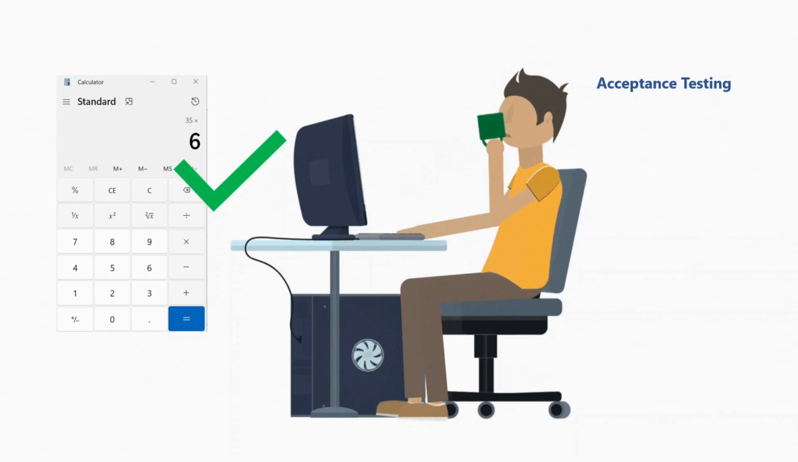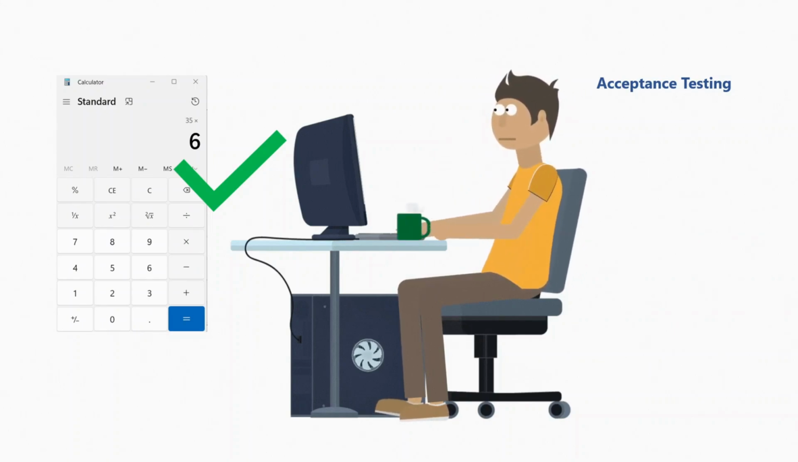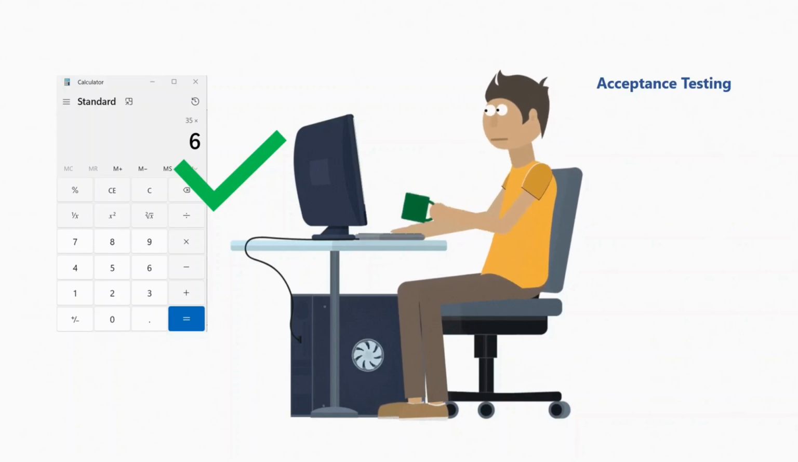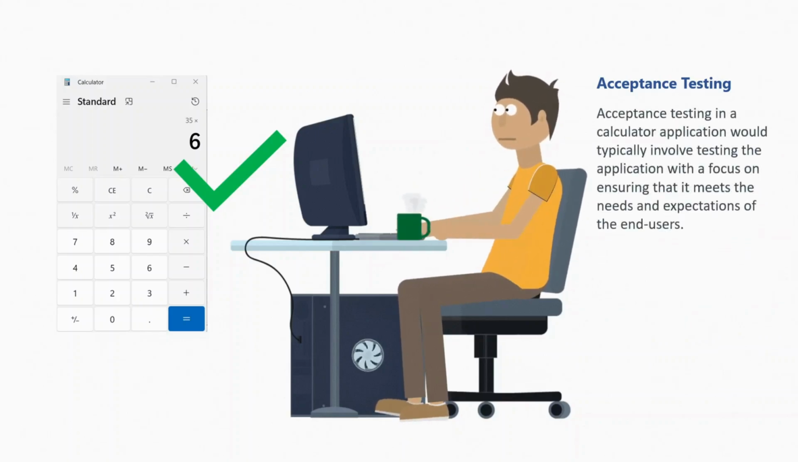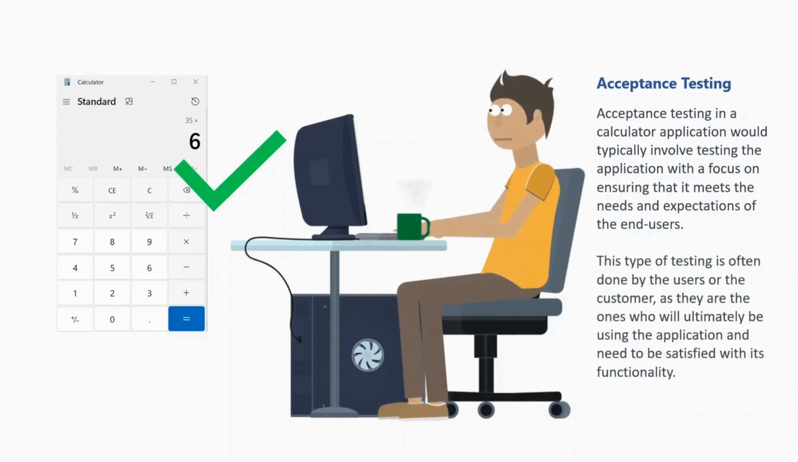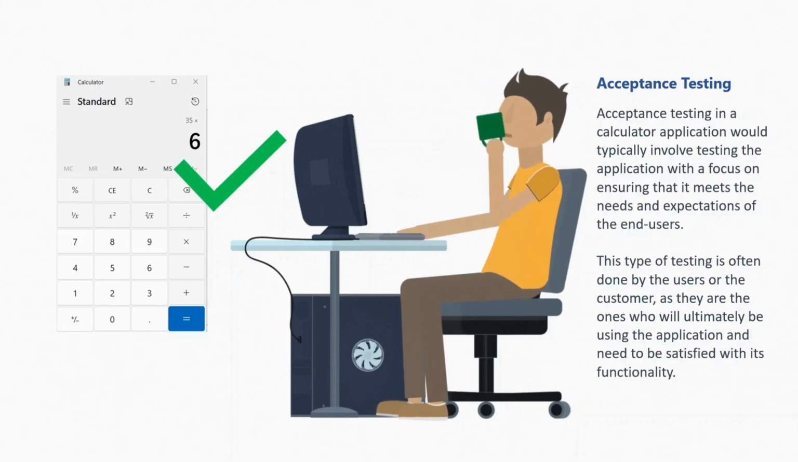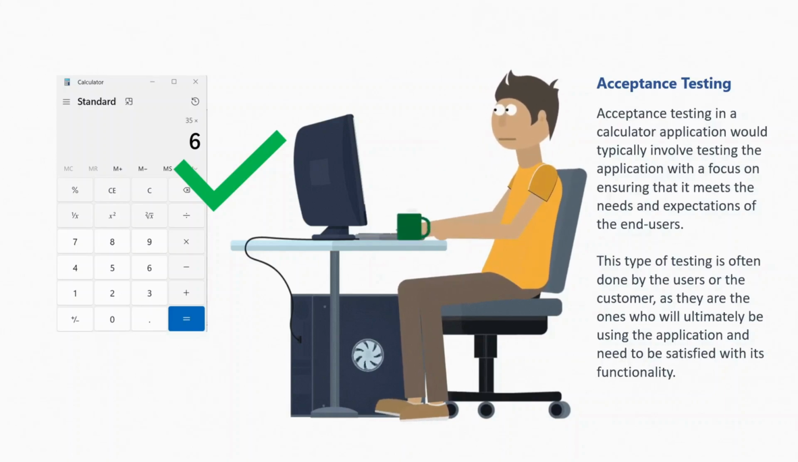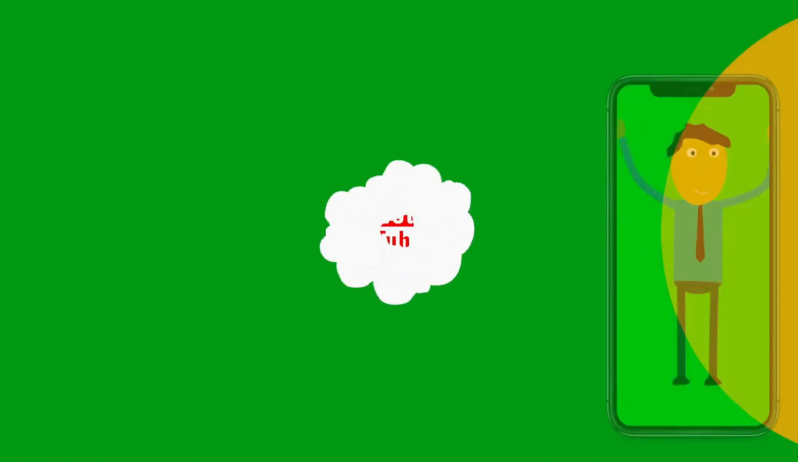Moving on to acceptance testing, we have already discussed that it's an end user or a stakeholder based testing, and in a calculator application, it would typically involve testing the application with the focus of ensuring that it meets the needs and expectations of the end user. So it should be able to perform addition, multiplication, subtraction, division, and all the operations that a calculator is expected to perform by the end user. And this type of testing is obviously mostly done by the users, and they are the ones who are ultimately using the application and need to be satisfied with it.